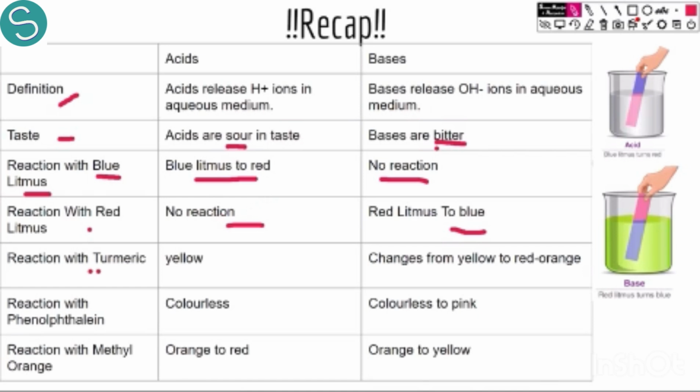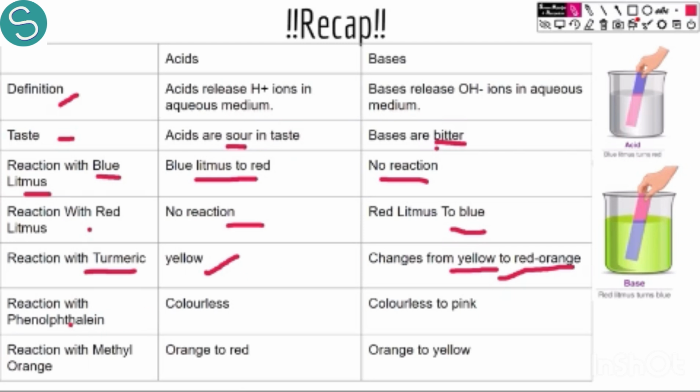Then we have reaction with turmeric. We all know turmeric, we all use turmeric at home, and you must have seen this reaction. If we have a turmeric stain on any of our cloth, and whenever we wash it, we see that the yellow stain changes to red orange. Why does this happen? Because the soap we use is basic in nature, and the turmeric changes from yellow to reddish orange when it comes in contact with a base. So turmeric stays yellow with acids and it changes its color to reddish orange in bases.